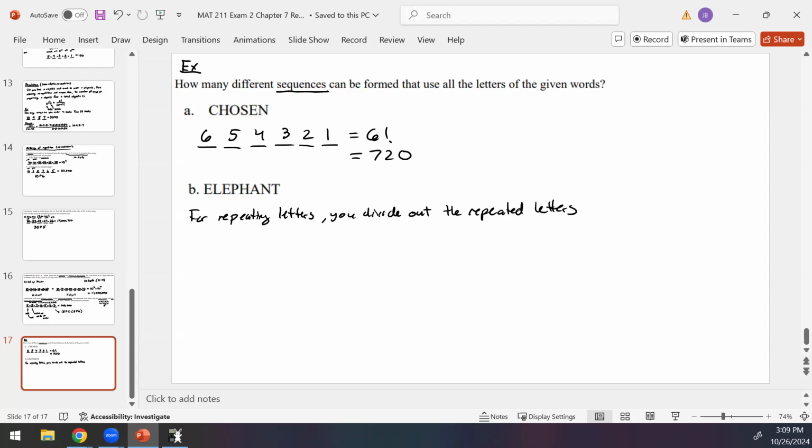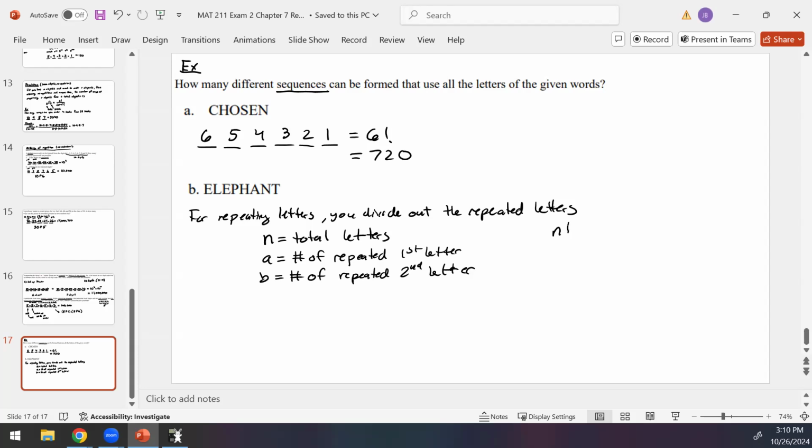So here's the formula. It's not too terrible a formula to memorize. n is equal to the total letters. A is equal to the number of repeated first letter, and B is equal to the number of repeated second letter. The formula is n factorial over a factorial, b factorial, and so on. You just keep dividing out the ones that repeat, okay?